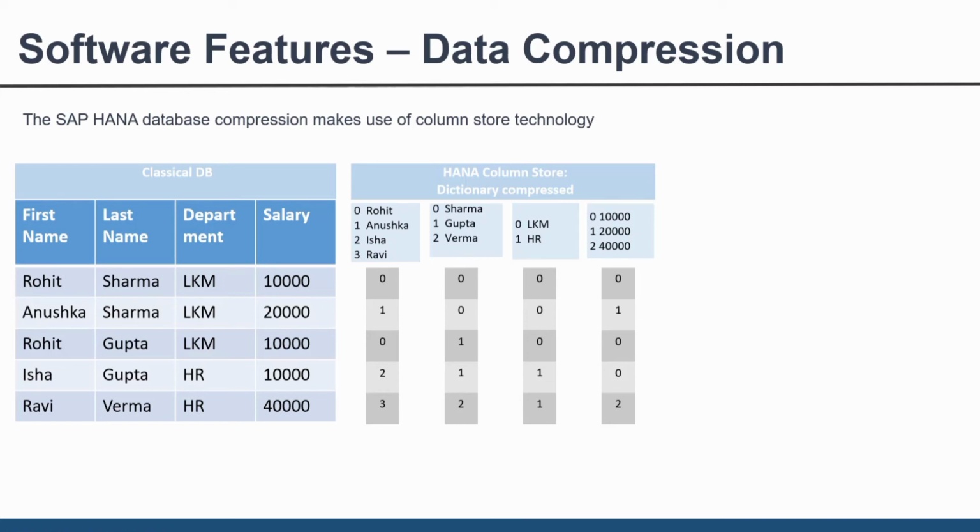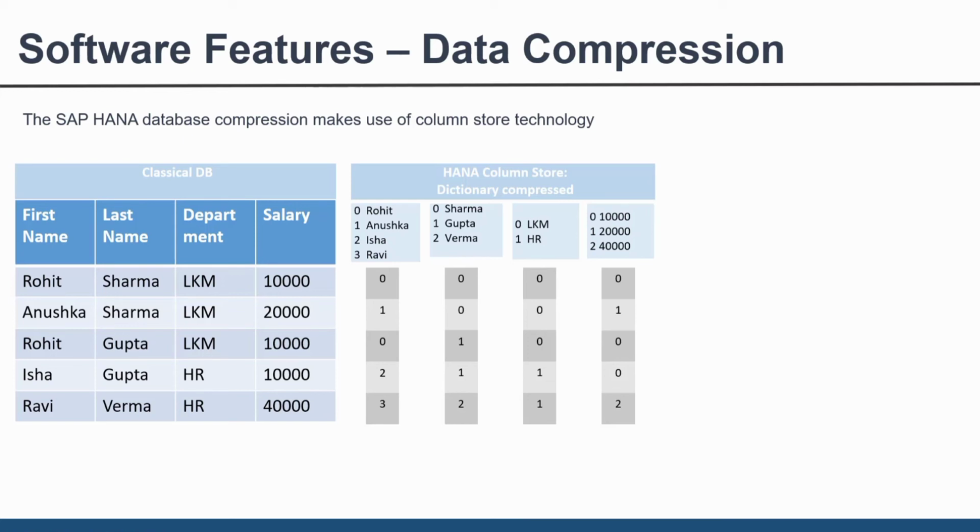So if you see the first column for first name under dictionary compression, value Rohit has index 0, value Anushka has index 1, value Isha has index number 2, and value Ravi has index number 3. So you can see, instead of storing the names as Rohit, Anushka and all those, the system is storing only index number at the back end. What is the use of this? One usage is obviously you are able to save the memory space. So instead of storing long words, you can just store index numbers. This will help you to save the memory space.